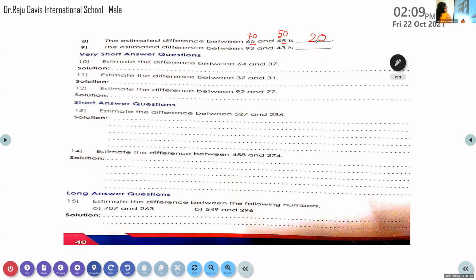Now next one, Javak. 9th one. 92 and 43. First rule: underline the 2, make it 0. Do we have to add 1 to the tens place? 9 will be 9, because 2 is lesser than 5. Okay. Second number.